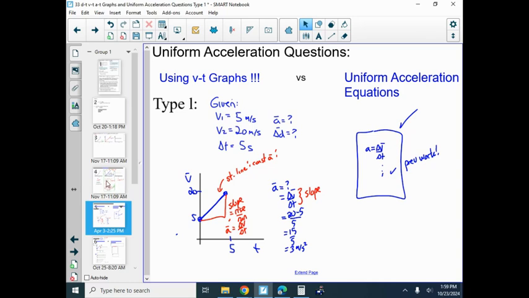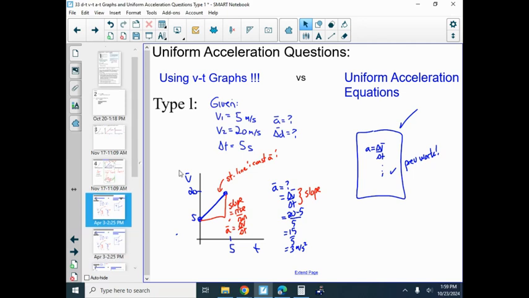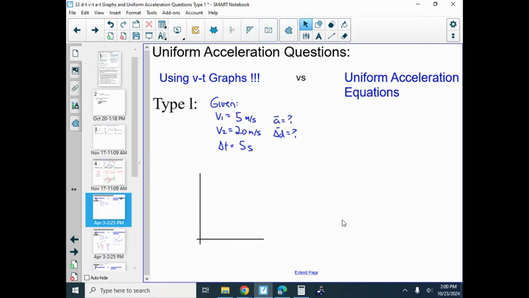So if we look at an example here, I'll just clone this page and go through it with you bit by bit. Okay, so in type 1, you're going to be given V1 and V2, so initial velocity and final velocity, and the amount of time it took, and we're going to calculate the acceleration and the displacement.